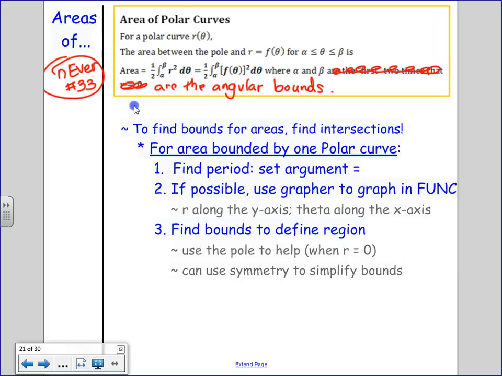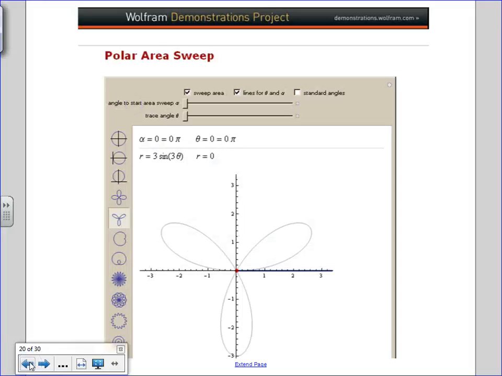Endeavor number 33 says, how do I find area between the pole and a polar curve? Like we saw yesterday, you remember how it went out and it was like area, area, area. What are they doing? They're doing sectors. They're not doing rectangles, not the normal way, because it's in polar mode. So we're doing sector, sector. The integral is finding areas of sectors.